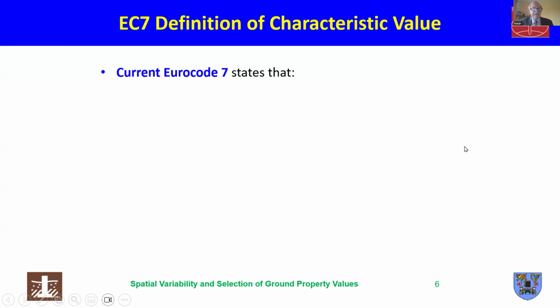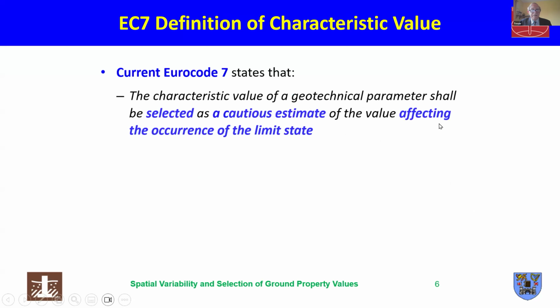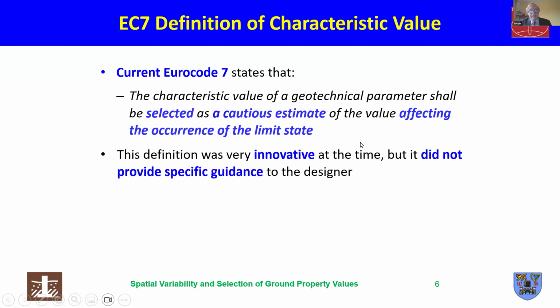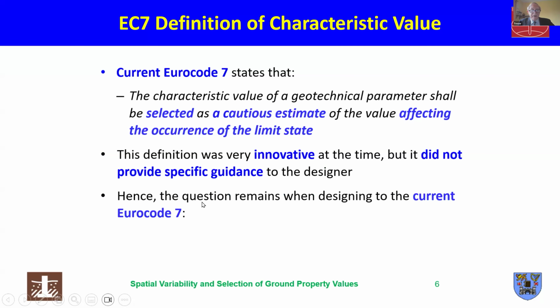So the definition in Eurocode 7 states that the characteristic value of a geotechnical parameter shall be selected as a cautious estimate of the value affecting the occurrence of the limit state. Now, this definition was very innovative at the time, but it did not provide any specific guidance to the designer. Hence, the question remains when designing to the current Eurocode 7, how cautious is a cautious estimate?